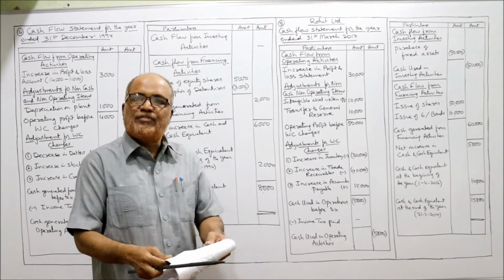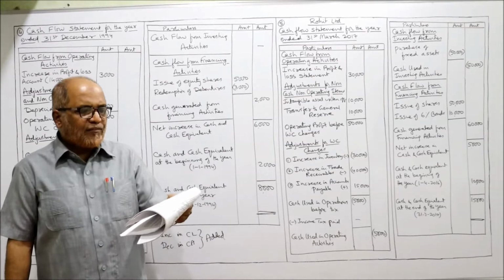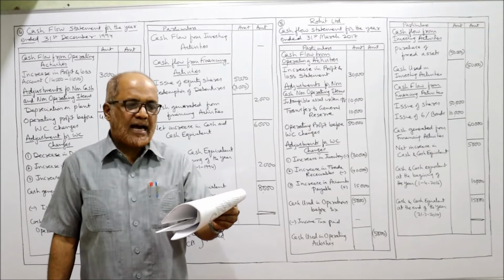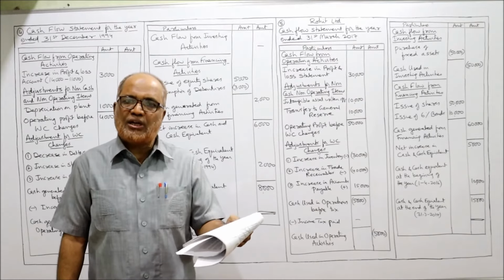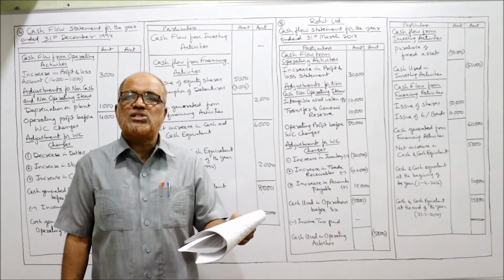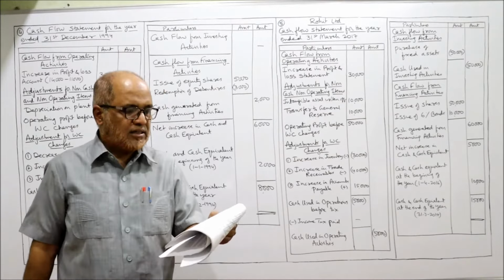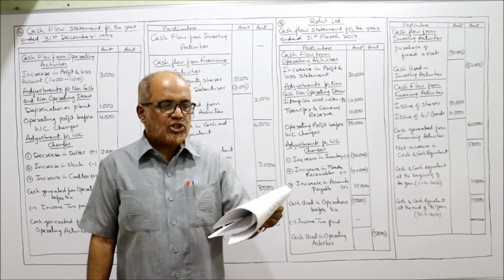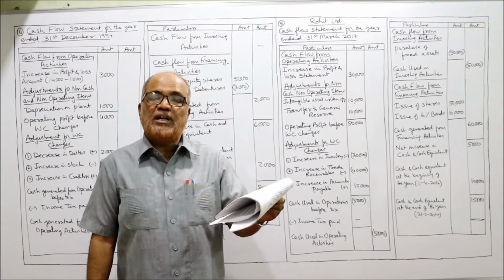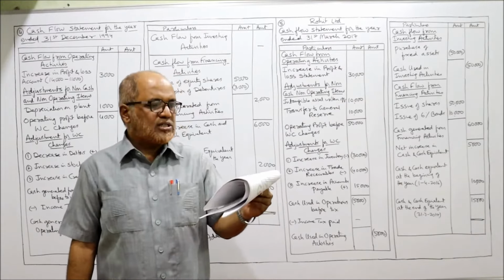Now I am coming to the 5th problem. From the following balance sheet of Rohit Limited as at 31st March 2016 and 31st March 2017, so current year 2017, last year 16, you are required to prepare a cash flow statement. So we are given the balance sheet in vertical form. New format balance sheet is given.